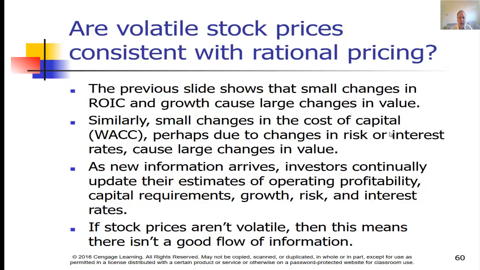Are volatile stock prices consistent with rational pricing? The answer is absolutely, because the future is unknown. The previous slide shows that small changes in ROIC and growth cause large changes in the value of a company. Similarly, small changes in the cost of capital, perhaps due to changes in risk or interest rates, cause large changes in value. As new information arrives, investors continually update their estimates of operating profitability, capital requirements, growth, risk, and interest rates. So if stock prices weren't volatile, then there isn't a good flow of information.